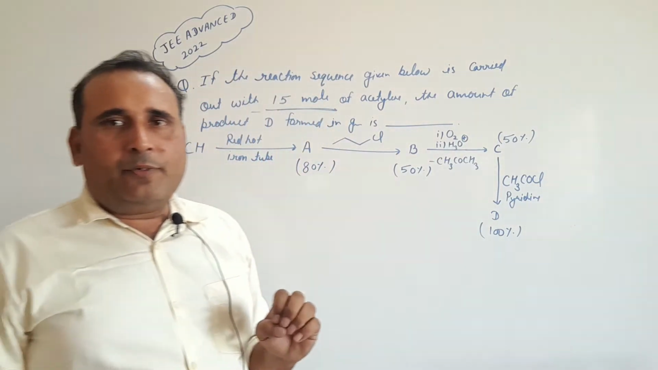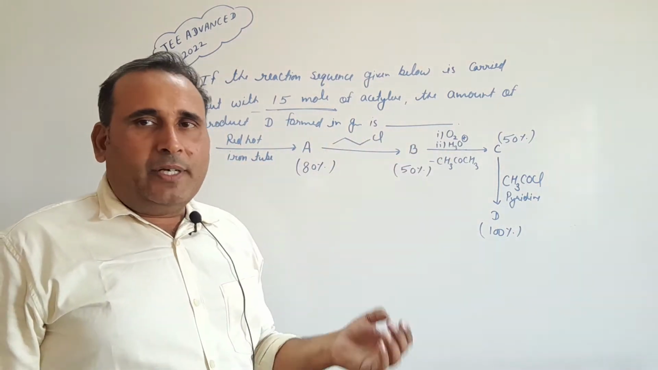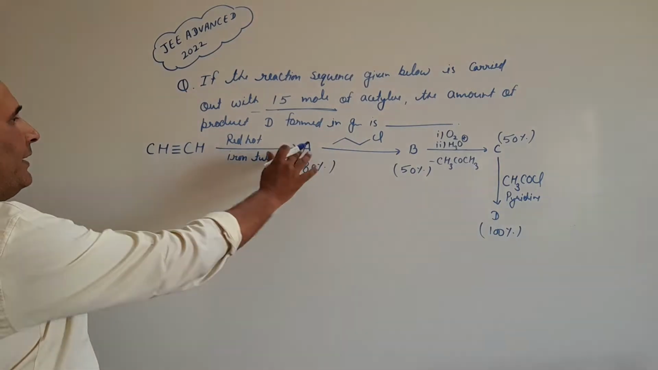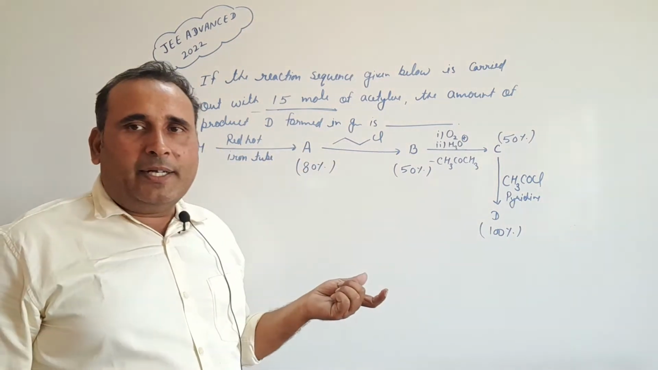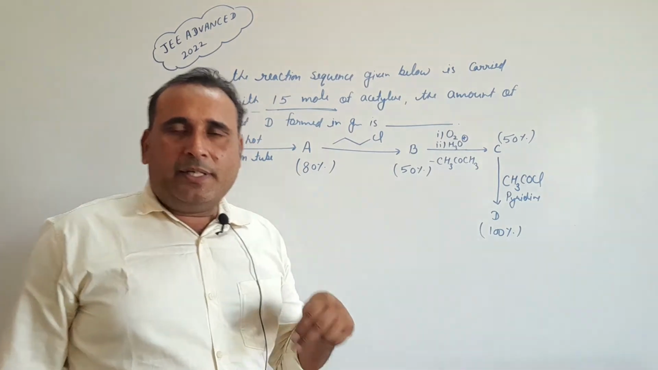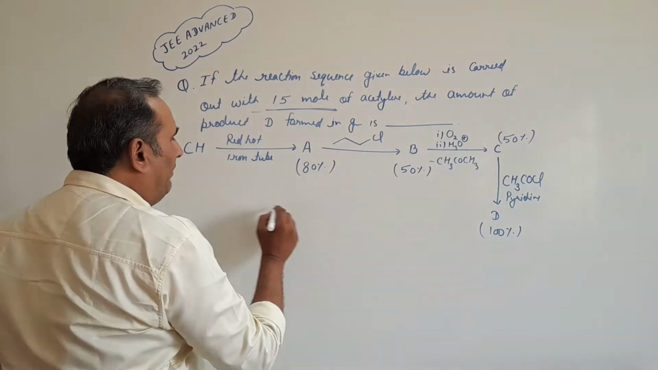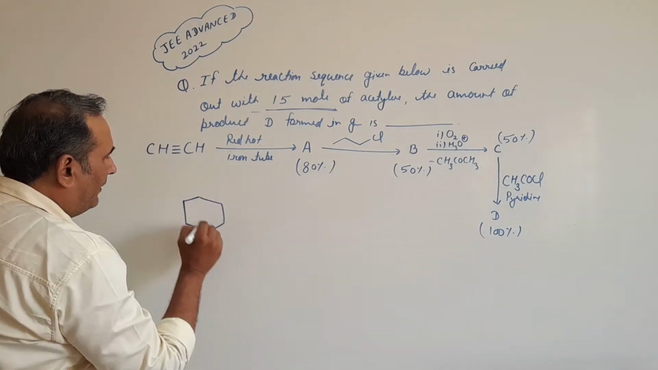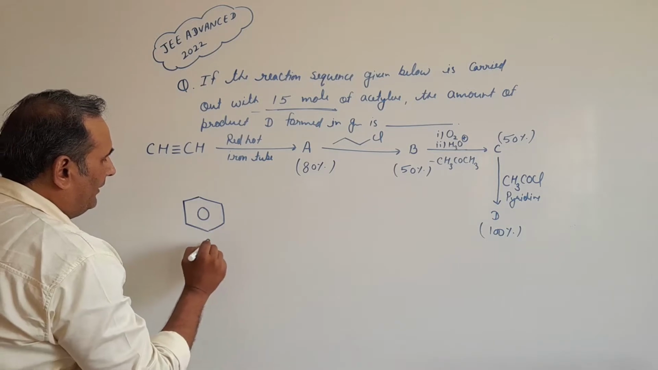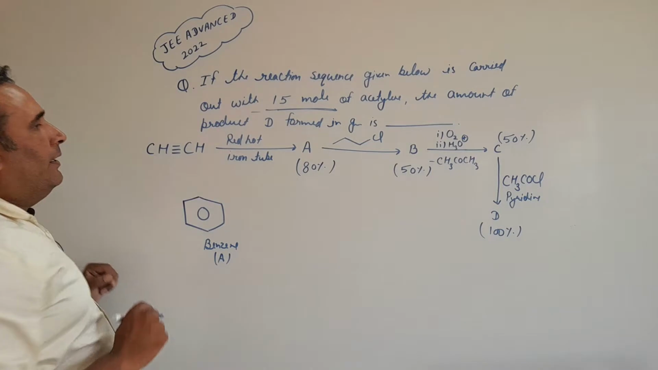So first of all, we have to know the products A, B, C and D. Let's start by observing what A is. We all know that when acetylene reacts with a red hot iron tube, it gets converted into benzene. So our product A is actually benzene. We all know this structure; that is benzene. So that is the structure of A.